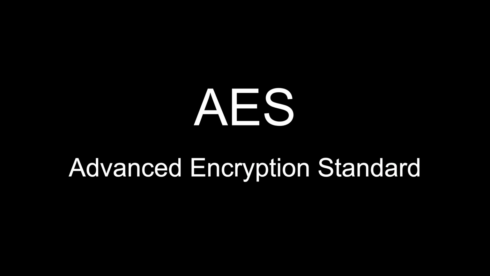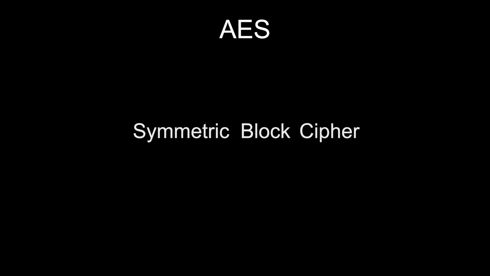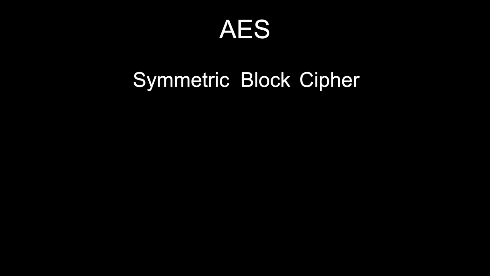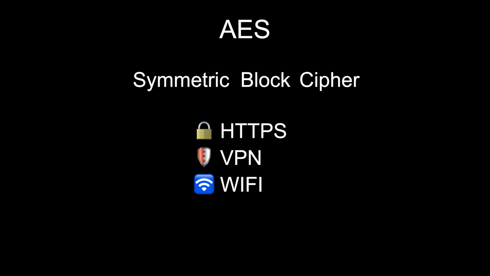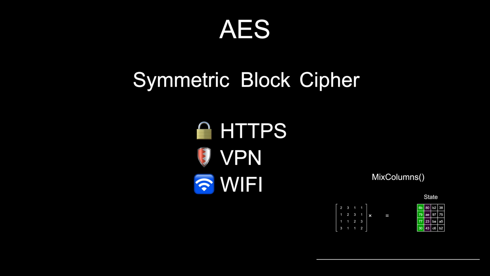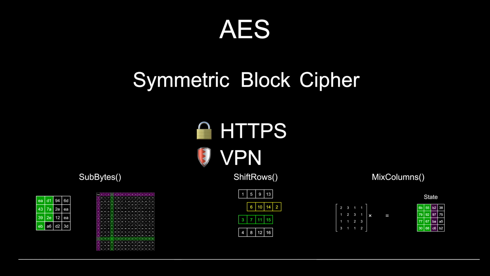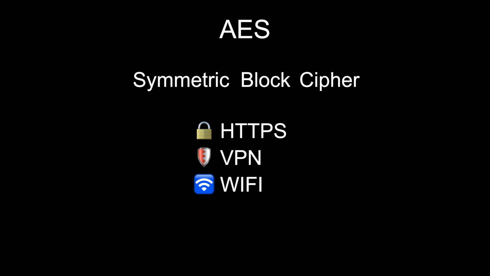AES, or Advanced Encryption Standard, is a symmetric block cipher widely used on the Internet in protocols like HTTPS, VPN, and Wi-Fi security. You might think that its algorithm must be very complex, but basically it's just a series of substitutions and permutations. Let me explain it to you in the next 6 minutes.